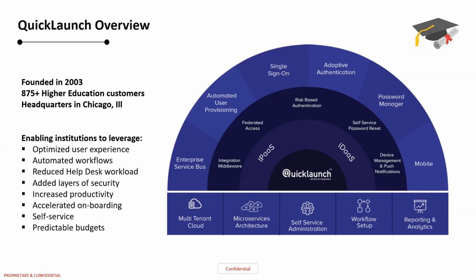Basically, what we wanted to do is enable institutions to leverage many business reasons for our solutions. Certainly one is optimizing user experience, a new state-of-the-art slick workflow. We wanted to reduce the burden on help desks, add layers of security, and increase productivity. We definitely wanted to accelerate or automate the onboarding process. It's critical because we know there's lots of turnover with students every semester, every year, and to make sure there are some self-service components. Millennials welcome the self-service aspects of any solution.